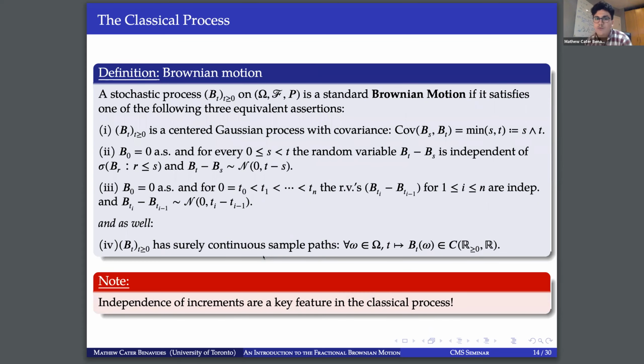So one thing I want us to note before we move on from the classical process entirely is that the independence of increments are a very key feature in that of the classical process, right? So what we mean by independence of increments is if you look at the process on non-overlapping timescales, then the net change in one timescale is completely independent of the net change in the disjoint time interval, right? So what that's saying is that the behavior in disjoint segments of time is entirely independent. Just keep that in mind, as that's going to be a key distinction between that of the non-classical case.